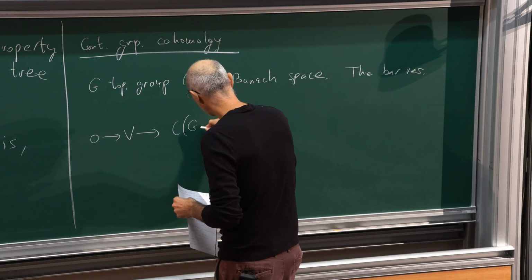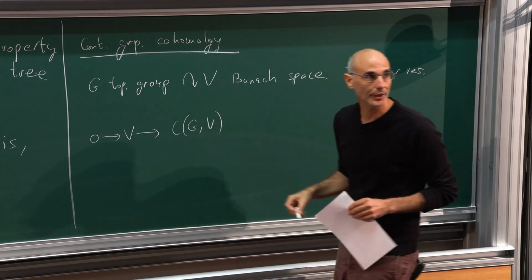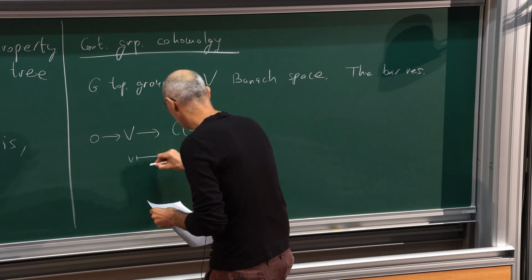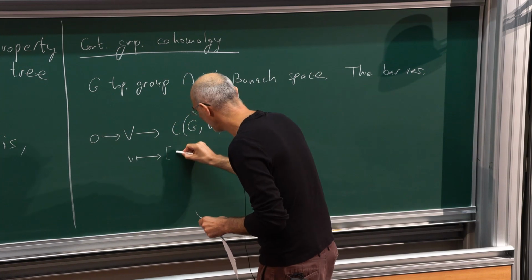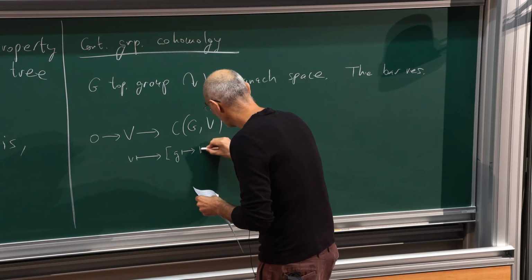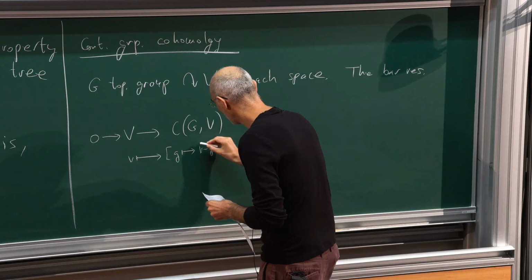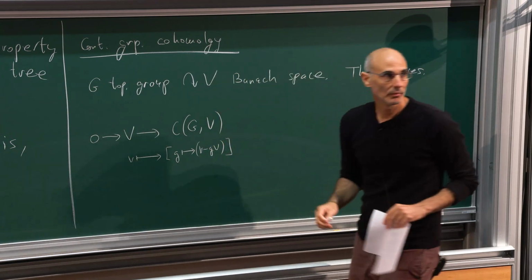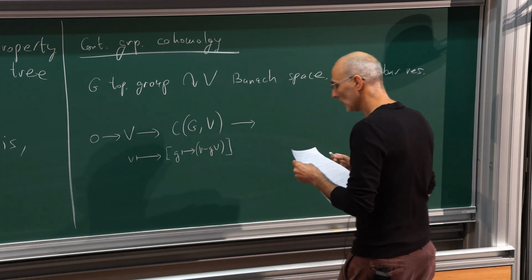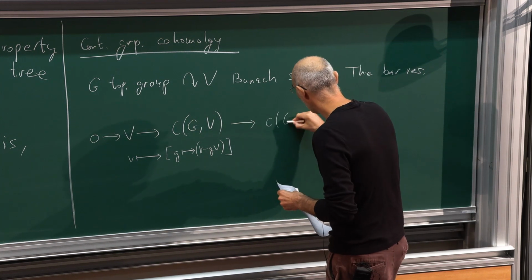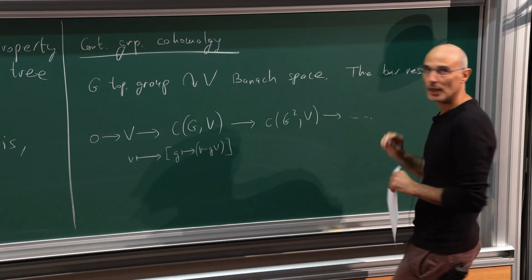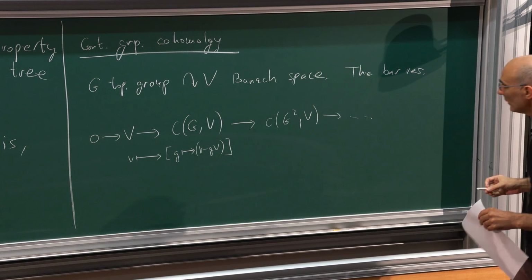So these are continuous functions from G to V. And I have this map. I'm taking here the non-homogeneous bar resolution. And I have another map. I will not write it down. And more.